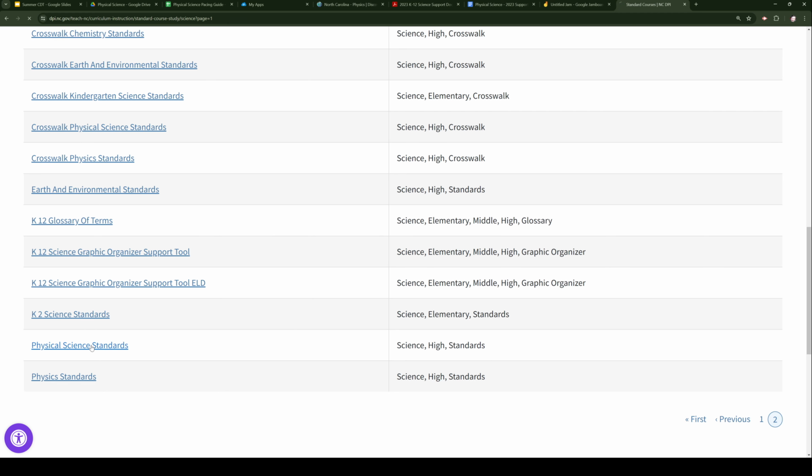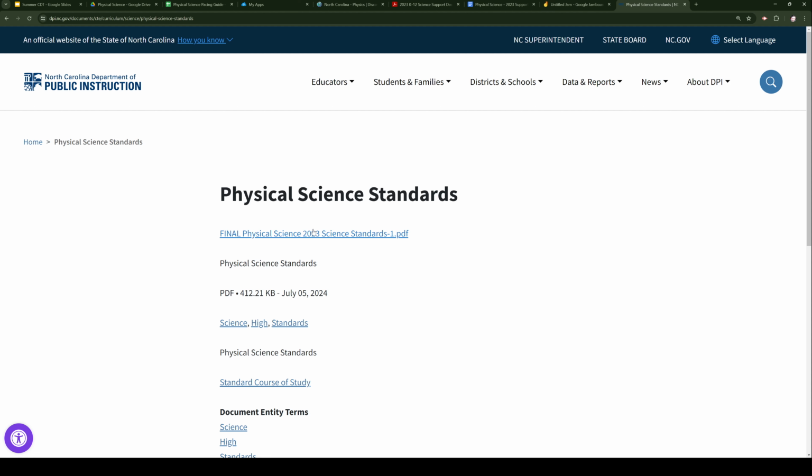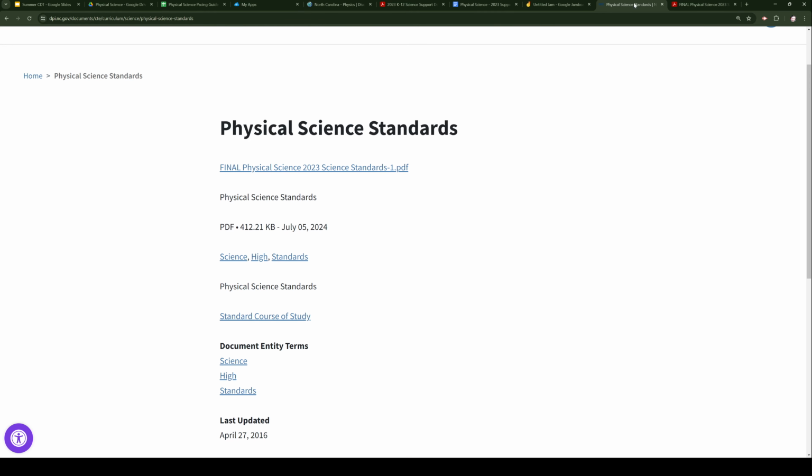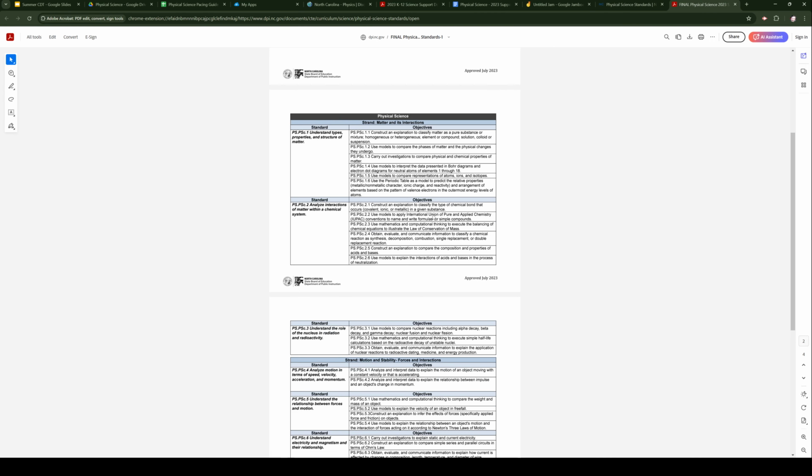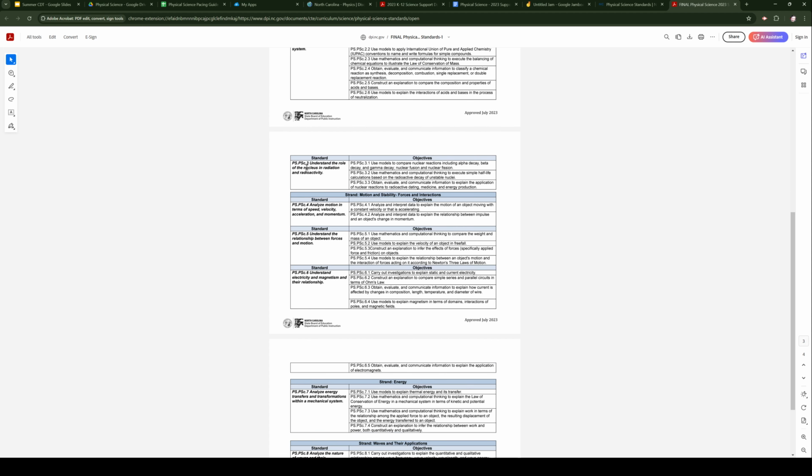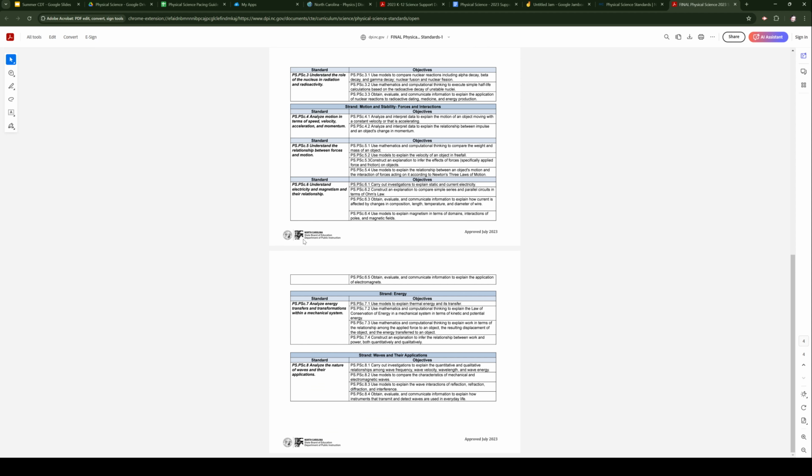So here's the physical science standards. Final. Understand the role of the nucleus and radiation, so we'll do radioactivity. And then we go to... Interesting. Oh, it's coming up the road.